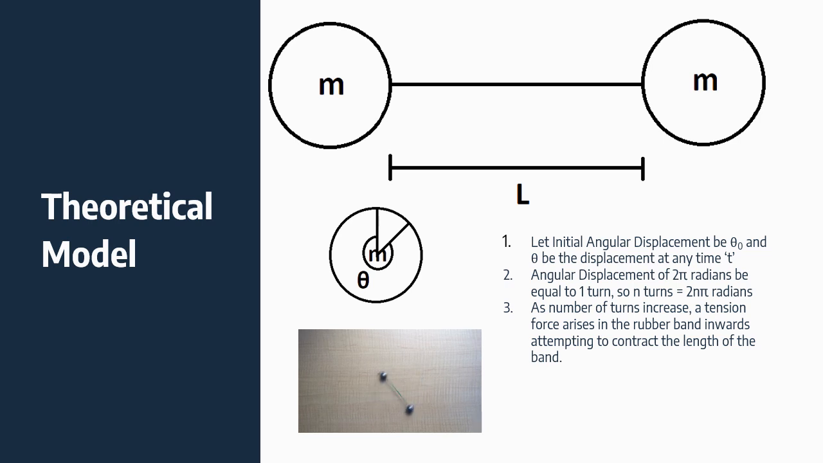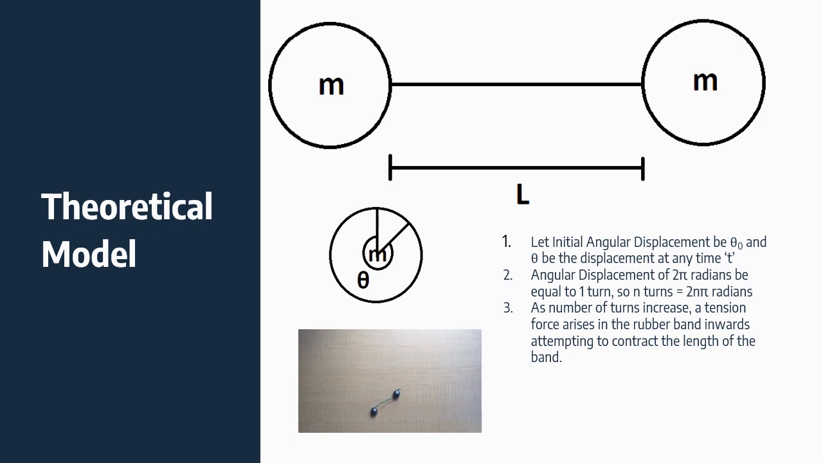So let's introduce a theoretical model where we have taken two hollow spheres of mass m and each of radius r, and they're connected by a rubber band of rest length L. And the second image is the side view of one of the balls, and it's when the ball is twisted through an initial angular displacement of theta naught, and theta is the angular displacement at later time t. We can also observe that an angular displacement of 2 pi radians is equal to 1 turn.